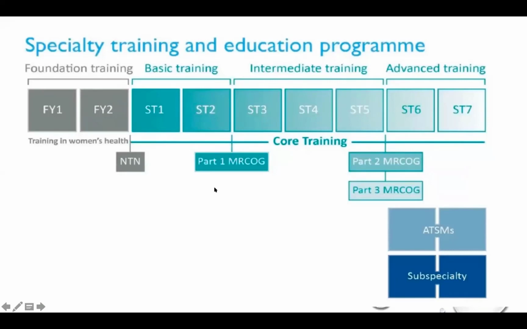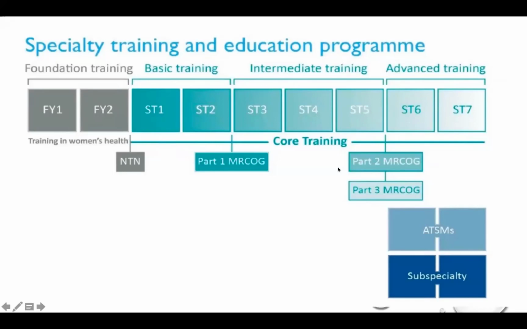At the level of ST2, usually the students can appear in the Part 1 exam, and if they pass the Part 1 exam, they can enter into the training, and the training starts from ST3, 4, 5. The level of registrar is from ST3 to ST7. At the end of ST5, RCOG expects the candidate to pass Part 2 MRCOG, then Part 3 MRCOG, and after that there is the level of higher specialty training, ST6 and ST7, which we call the senior registrar level.